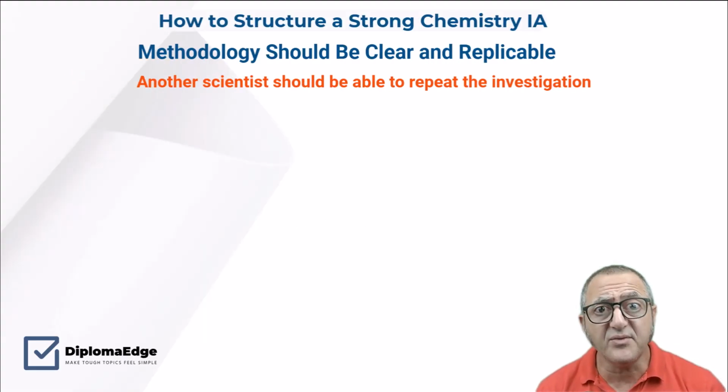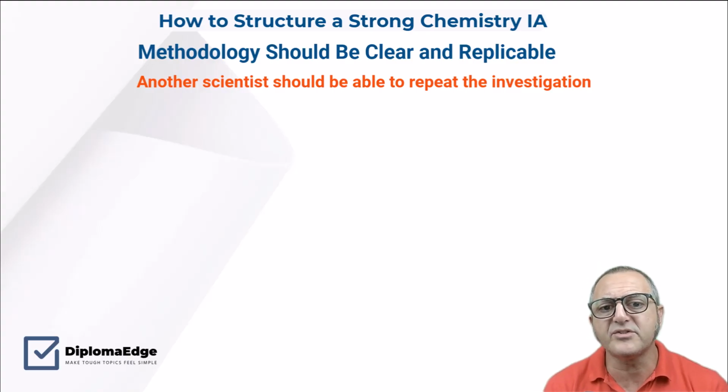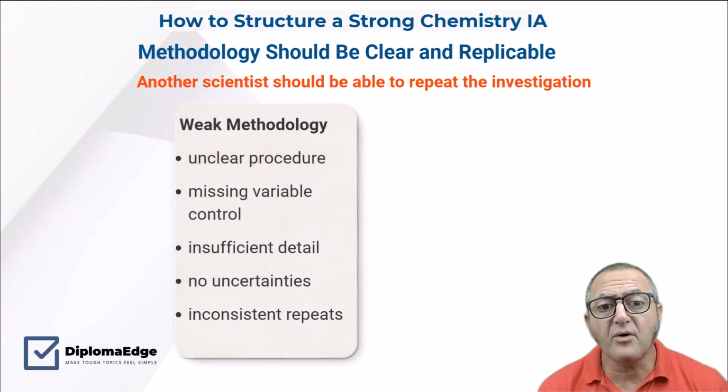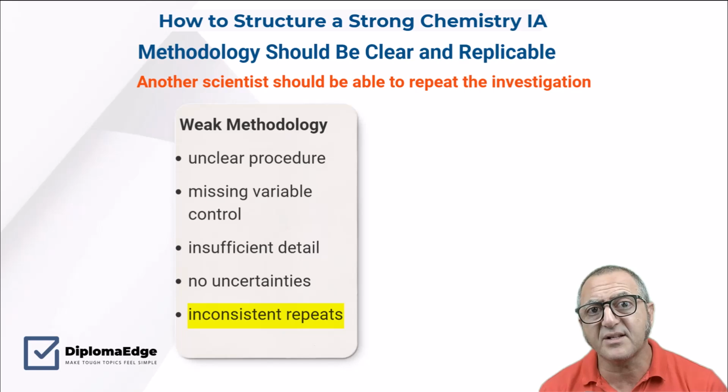This means that if another scientist reads your procedure, they have to be able to replicate your experiment really, really precisely. So a weak methodology is not clear, it's missing the control of the variables, it has insufficient detail, and it doesn't account for the uncertainties that you always have because you're using apparatus and the apparatus have a precision. And sometimes, for example, you don't account for repeats and things like that.